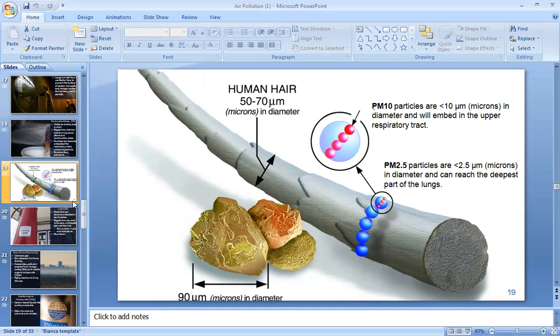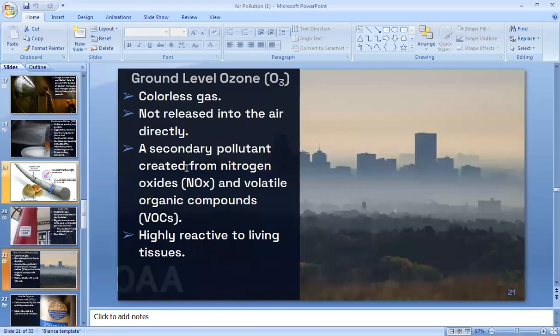Compared to a human hair, PM10 particles are 10 microns in diameter and lodge in the upper respiratory tract, while PM2.5 particles are 2.5 microns in diameter and can reach the deepest part of the lungs, as you see in the picture. Ground level ozone is a colorless gas, a secondary pollutant formed from volatile organic compounds, and is highly reactive with living tissues.